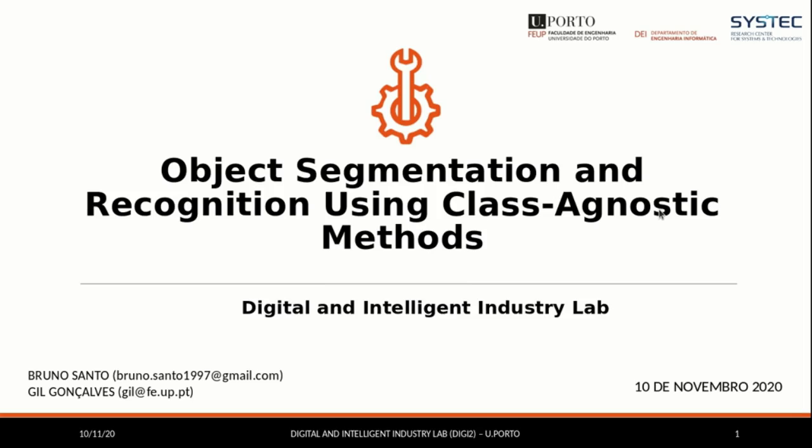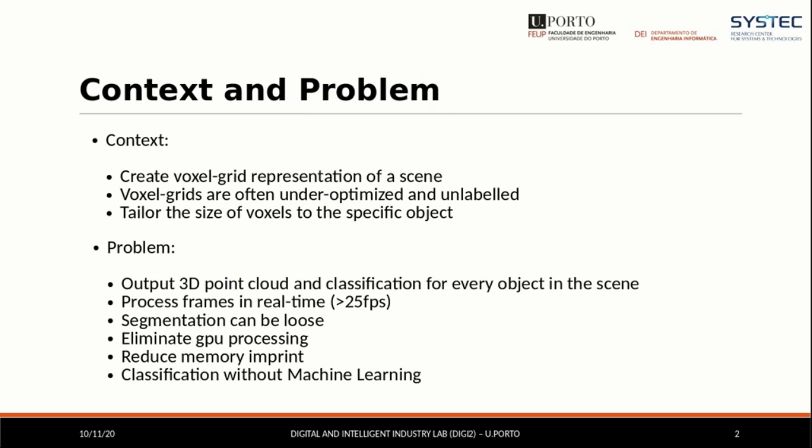In this presentation, I will talk about my research and development process in order to build a solution for the 3D segmentation of objects in a video feed and in real time. The developed solution aims to be integrated in a larger computer vision system, and the general idea of the system is to create a voxel grid representation of a certain scene.